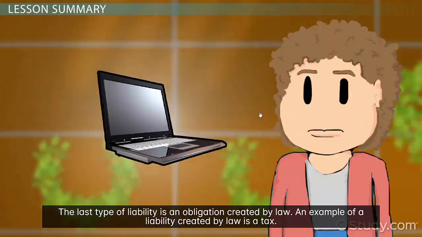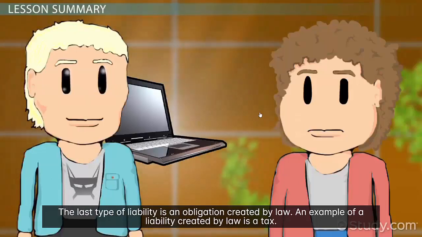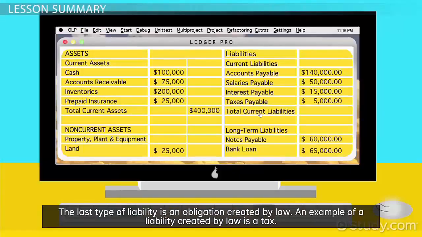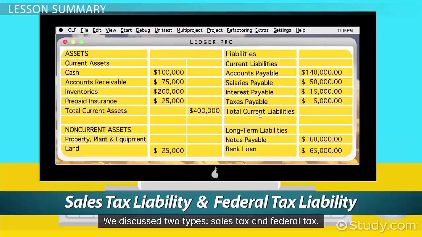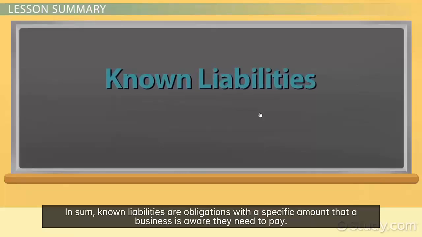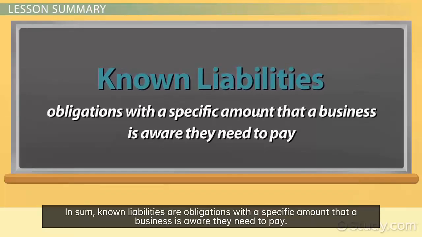The last type of liability is an obligation created by law. An example of a liability created by law is a tax. We discussed two types, sales tax and federal tax. In sum, known liabilities are obligations with a specific amount that a business is aware they need to pay.